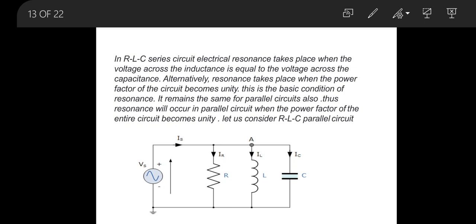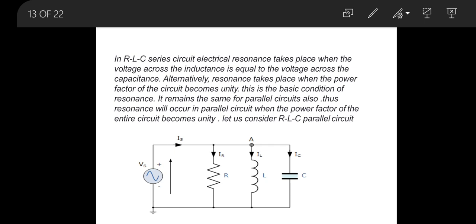So this is the basic condition of resonance, and it remains the same for the parallel circuit also. Thus resonance will occur in the parallel circuit when the power factor of the entire circuit becomes unity. What is the difference there and here? The same similar condition is there, but here the power factor is coming to unity. Then the resonance condition occurs in the RLC series and parallel circuits. Right? Just observe this figure, how the elements are connected with the source: the three elements are connected in parallel to each other and parallel to the voltage source.